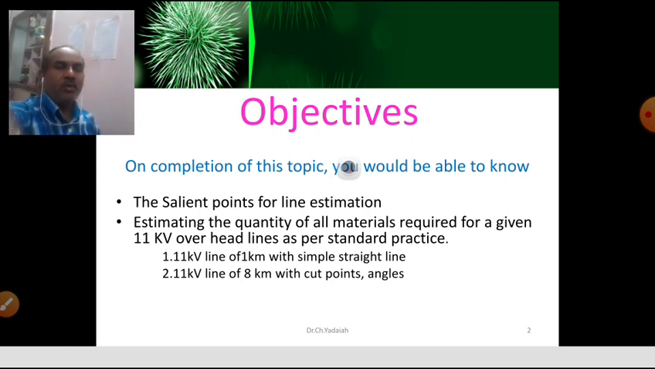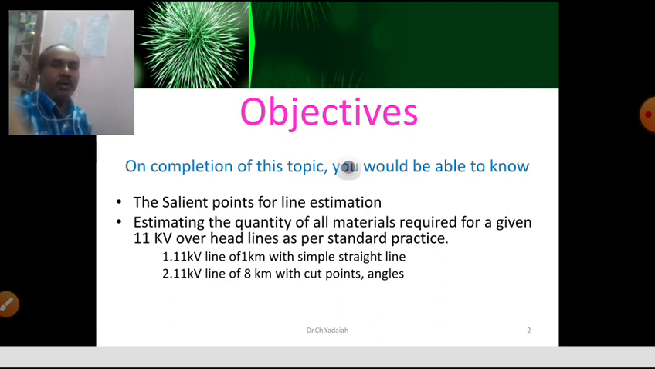Now let us see what are the objectives of today's class. On completion of this topic, you would be able to know first the salient points for line estimation, and after that, knowing the salient points, we are going to estimate the quantity of all materials required for a given 11 kV overhead line as per standard practice.